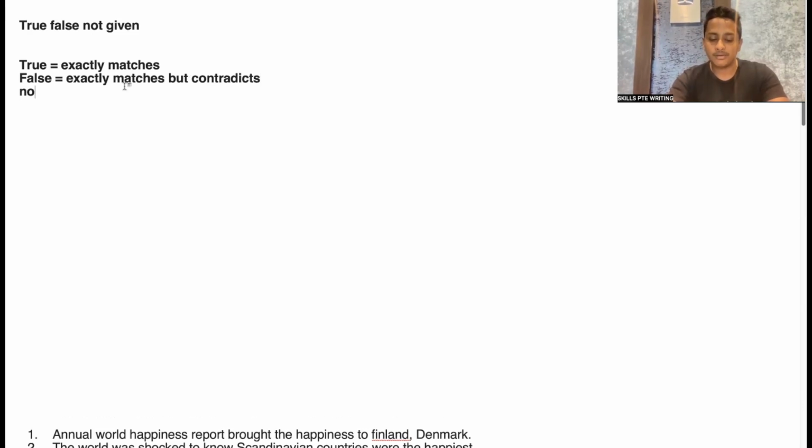So you write false if it exactly matches but contradicts. If not true, if not false, just go with not given. Don't try to deduce a new logic for not given. If it is not true, you have a logic. False, you have a logic. If it is not true, not false, just go with not given. That's all it is. So we'll understand more about it because it's all about implementation.